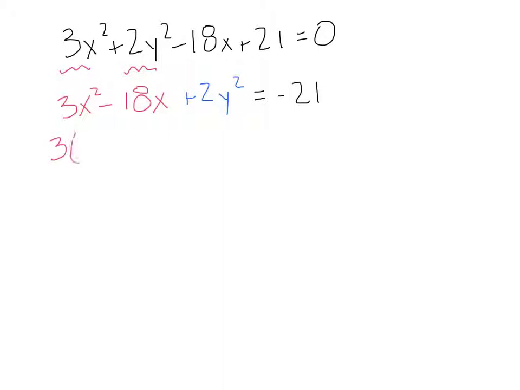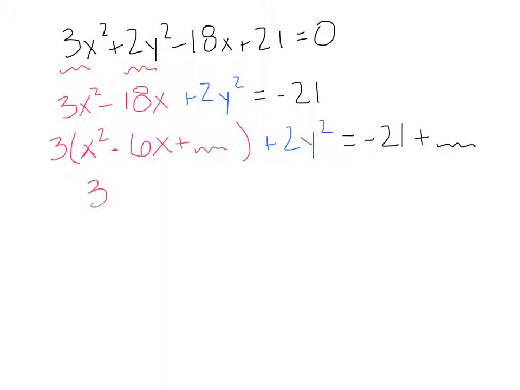So we're going to have 3 times x squared minus 6x plus something, plus 2y squared, which we don't have to do anything with, equals negative 21 plus something, because we only have to complete the square once. So we complete the square with our x term. We have to do b divided by 2 first. Squared is 9. But did you just add 9 to that side? We actually added 3 times 9, which is 27.